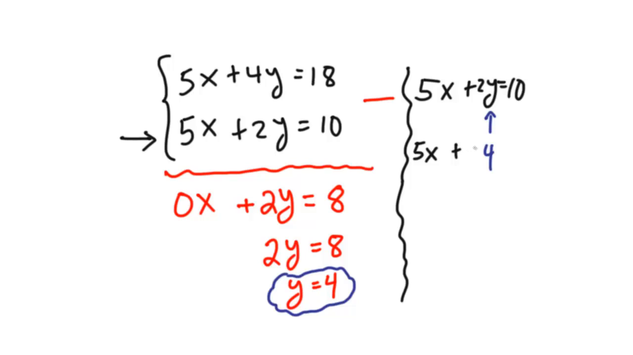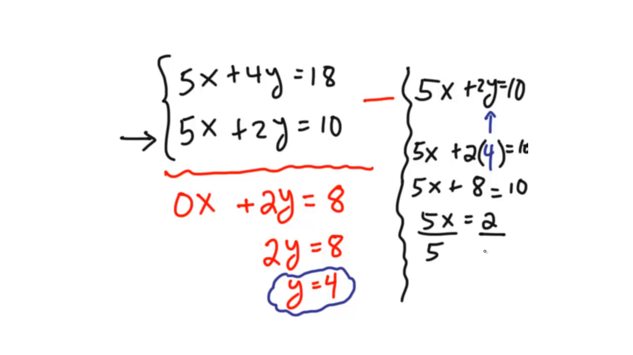5x plus 2 times the 4, which is equal to 10. Now we do this out. 5x plus 8 is equal to 10. 5x is equal to 2 because if you subtract 8 from both sides, that's what you get. And then divide both sides by 5, which is the last step. So x comes out as a fraction, which is 2 over 5. Okay, so that's the value for x.